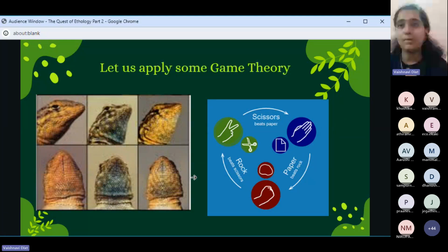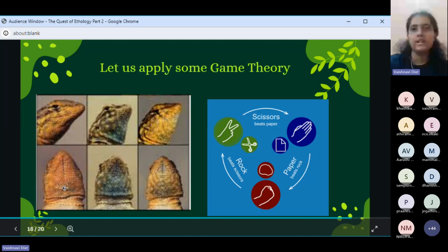So, first of all, this species is called the side-blotched lizard. You can see the males have three different morphologies. And why are these different? Because of their behaviors. So, the red colored lizard, as you can see, is a red colored lizard.